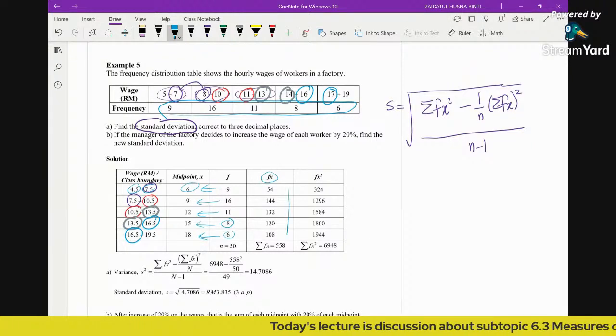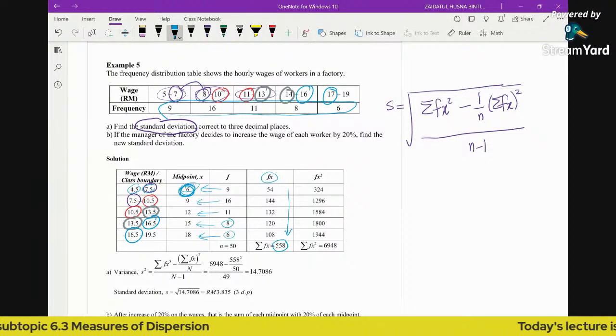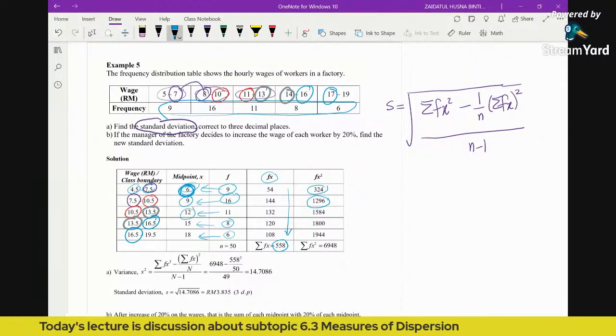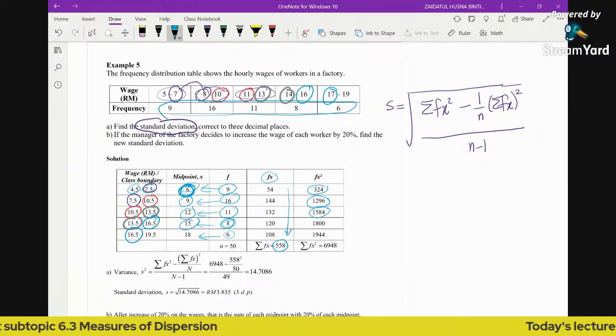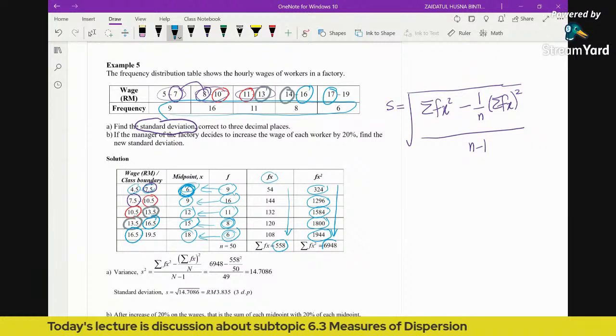Then you just find the sum of them. So this is the value. When it comes to fx squared, again, you square the x first. So x squared here means 6 squared, 36 times 9, you will get this value, and then 81 times 16 will give you this value, and then 144 times 11, and then 15 squared times 8, and 18 squared times 6 will give you these values. Then you press the calculator to find the sum, so you will get this.